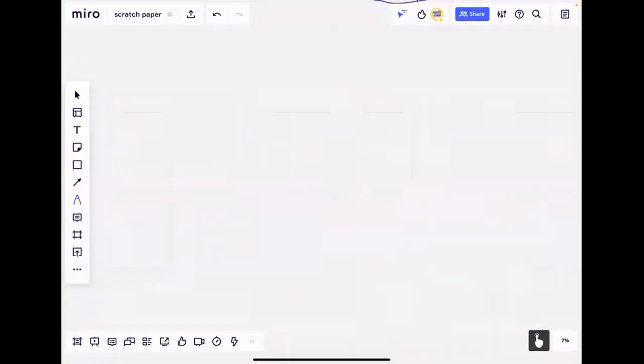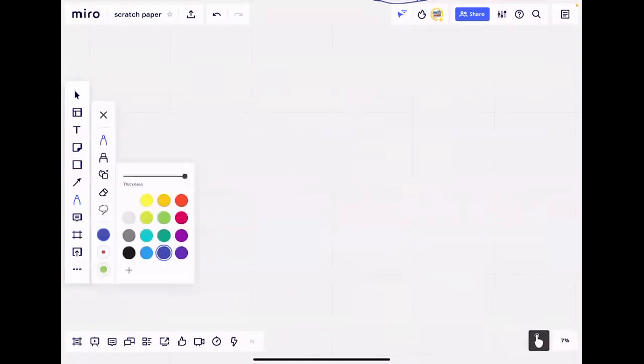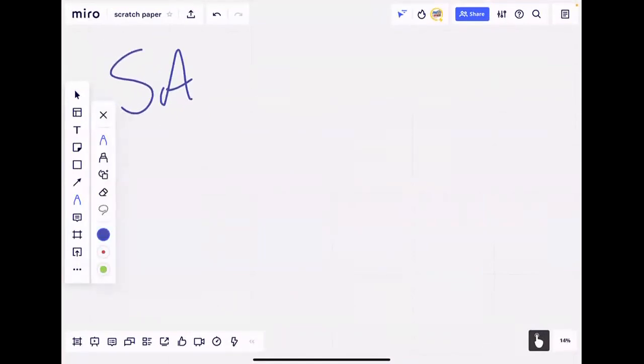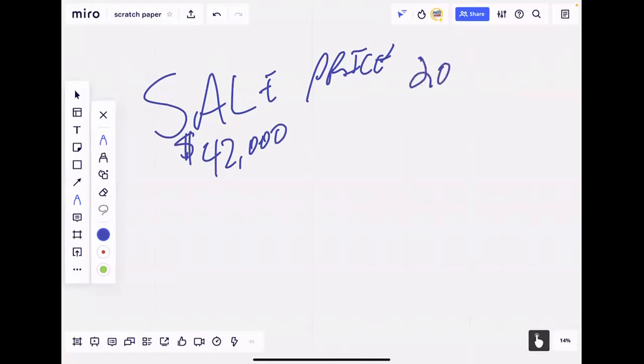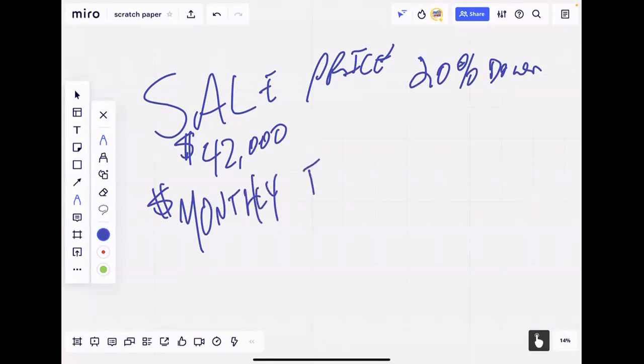So we have a house sold for 42,000, right? So we're going to write sale price. Let me just make it a little bigger, easy to see. Sale price is 42,000. Nice house, huh? And then we do 20% down. And the monthly interest equals 252. And they're looking for the interest rate.